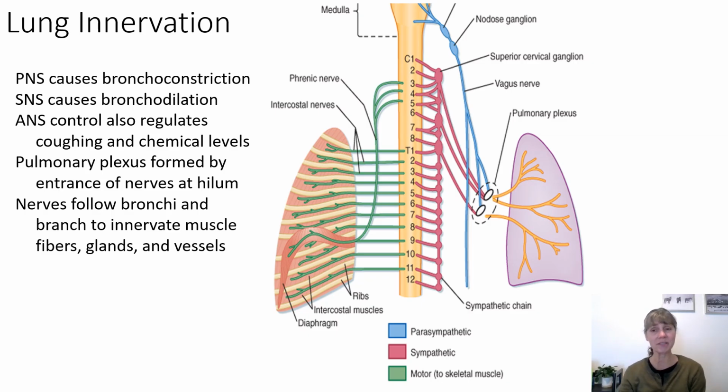And you'll notice there's a pulmonary plexus. Remember, the word plexus just means network. So we've got a pulmonary plexus, a network of nerves that goes to the lungs, the entrance of which is at that indented area of the lung referred to as the hilum. That's also where blood vessels will enter. The nerves will follow the bronchi, and they'll also branch to innervate muscle fibers, glands, and vessels.